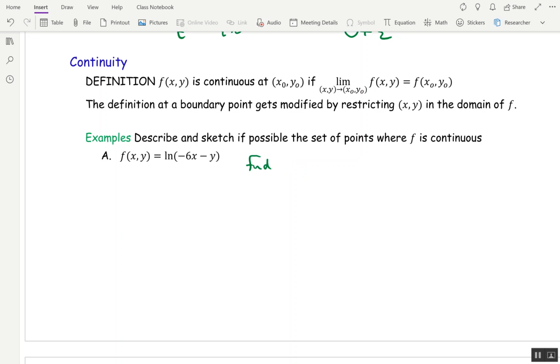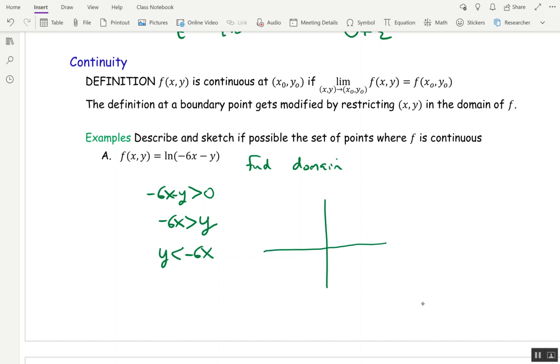This function will be continuous on its domain. How do I spell domain? D-O-M, it's like 4 in the morning, A-I-N. All right, so remember the rule for logarithms. You take the argument out and you set it strictly greater than 0, because you can't take log of 0 and you can't take log of a negative number. So that gives me, let's move the y to the other side. Negative 6x is greater than y, which I like to write as y less than negative 6x.